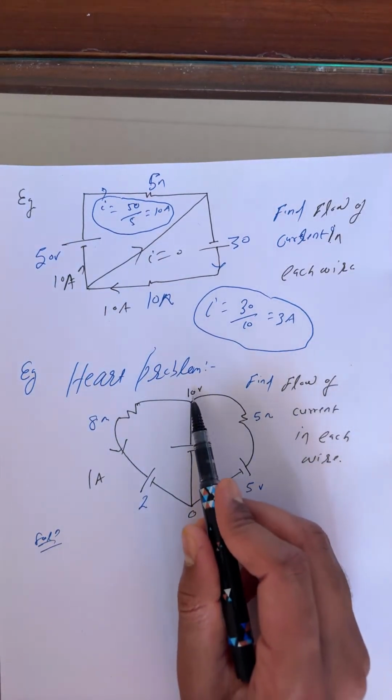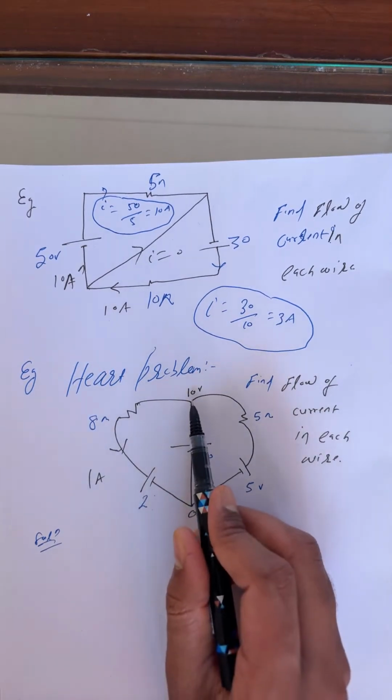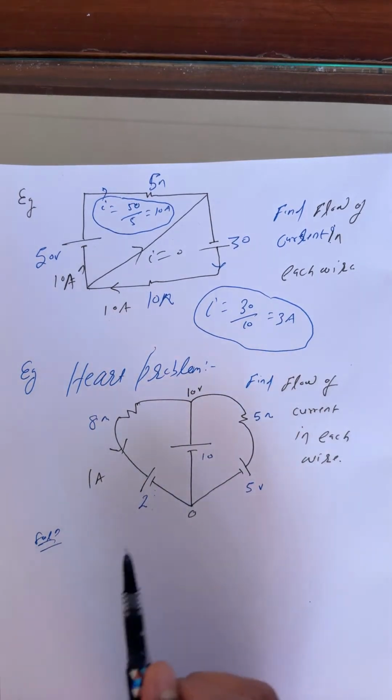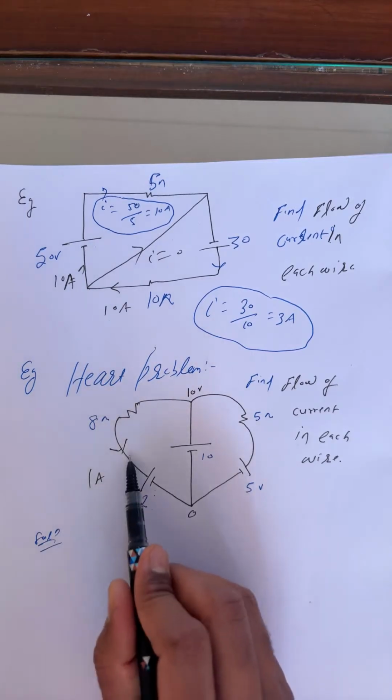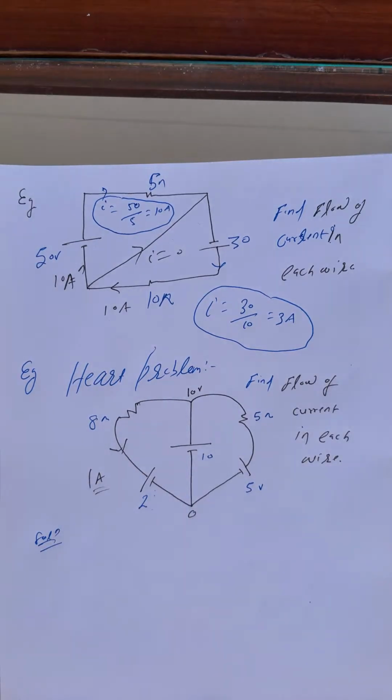Again I'm repeating. This is 10 volt. This is 2. So plus 2 minus minus, so 10 minus 2, 8. So what is the current here? V by R, so 8 by 8. You will get 1 ampere.